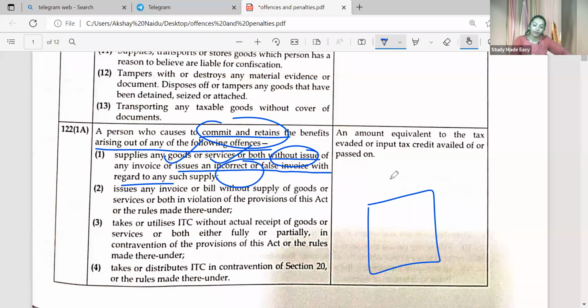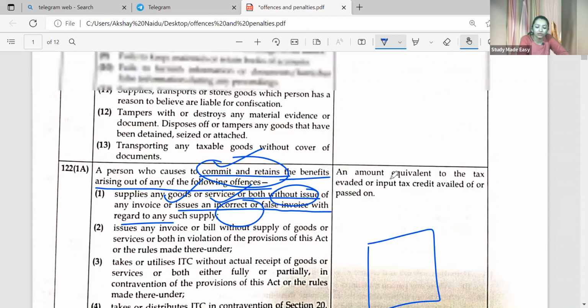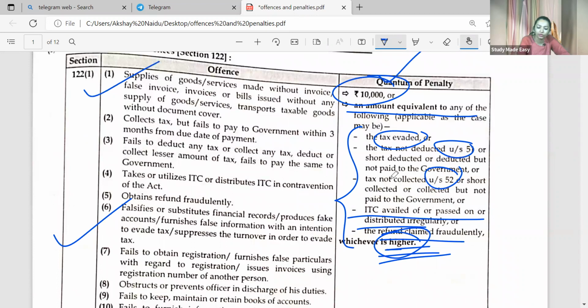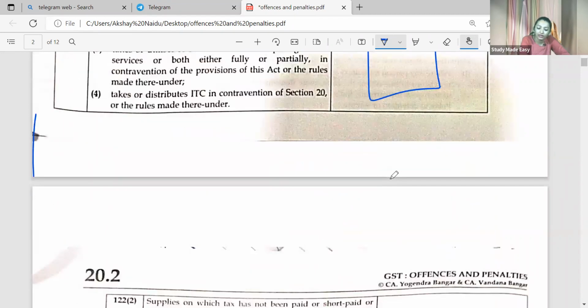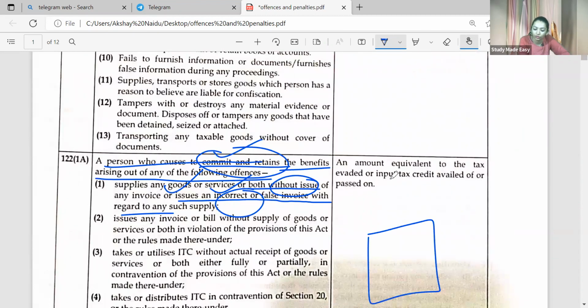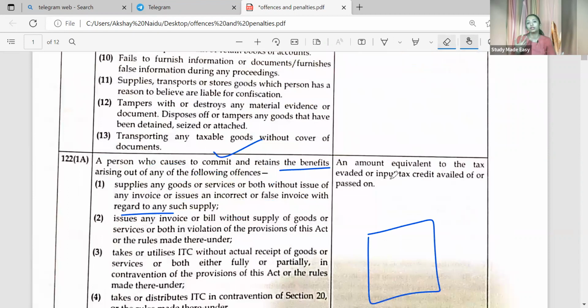Here, a person who caused to commit and retains the benefit is the person who was issuing this. The supplier was the one issuing, and the person who is trying to take the benefit out of that is the person who caused to commit and retains the benefit, who wants false invoices to be issued for him. So in such a case, or again issue invoice without supply, utilize ITC.